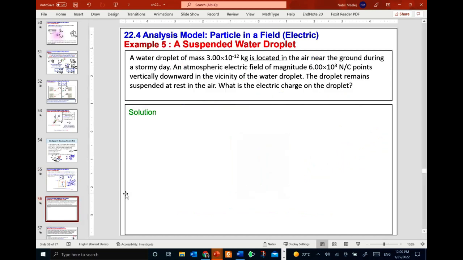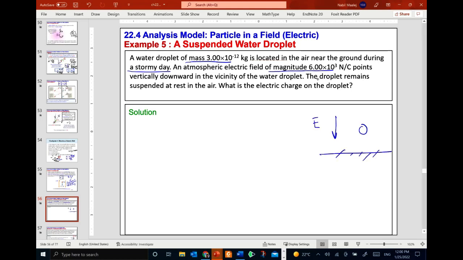All right, let's do a couple of examples with electric fields. Let's assume you have a water drop that has a mass of 3 × 10⁻¹² kilograms, located in the air near the ground during a stormy day. The atmospheric electric field, due to this cloud, has a magnitude of 6×10³ newtons per coulomb, and it points vertically downward in the vicinity of the water droplet. So let's draw. This is the water droplet. There is an electric field pointing downward. This is the ground here.